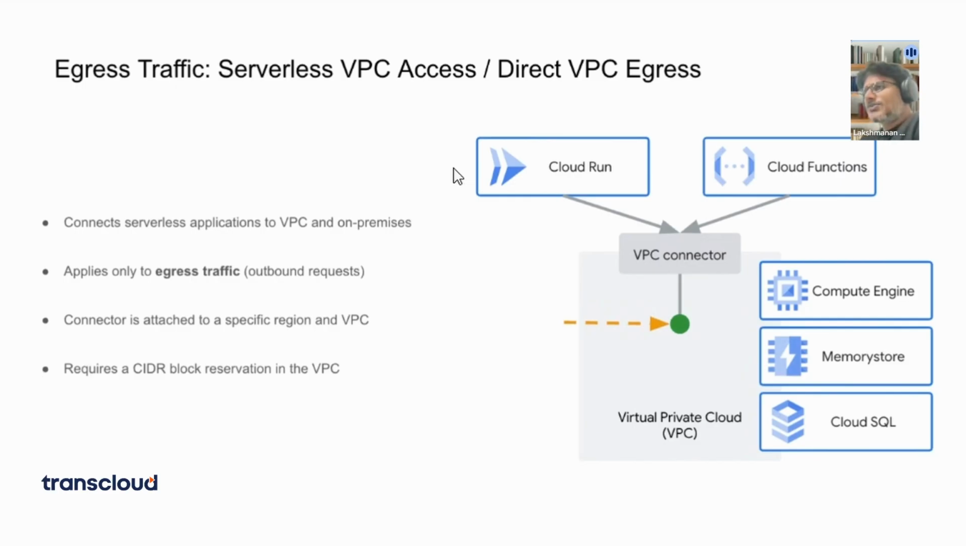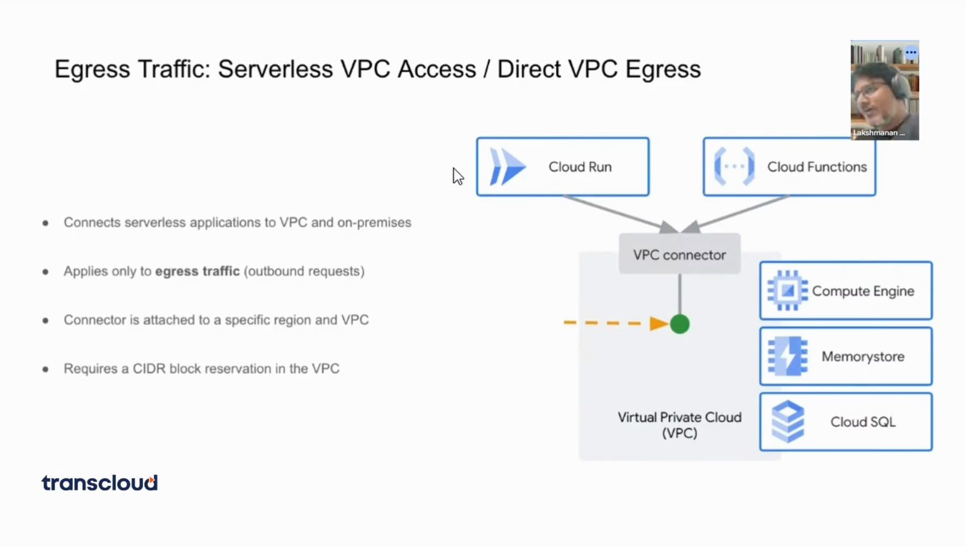Now, the egress we can categorize into two different things. One is your application, maybe a backend application running in Cloud Run, that needs to connect to your SQL Server or Cloud Storage, or a Redis database or a Memorystore database and things like that. So it has to connect to the backend. How does it connect? Because Cloud Run is serverless, it doesn't run within your own compute environment.